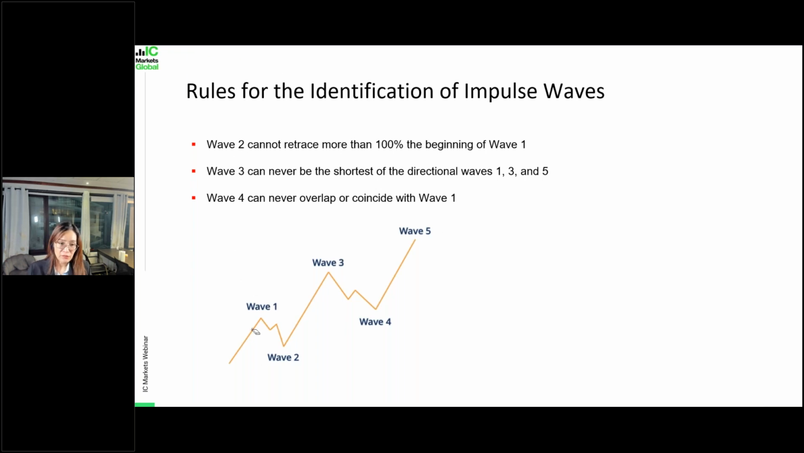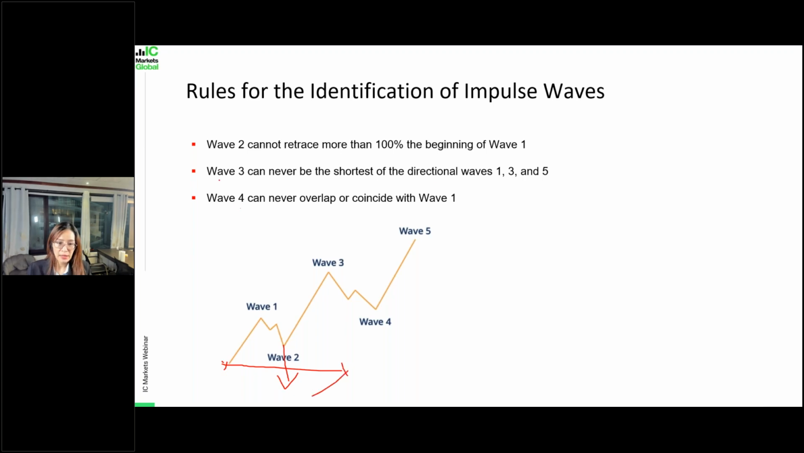They say that wave 2 cannot retrace more than 100% of the beginning of wave 1. So basically, this is the beginning of wave 1, right? It's just that wave 2 cannot go below the beginning of wave 1. If it goes below, meaning it's not an Elliott Wave.